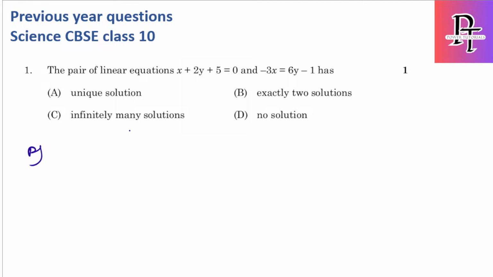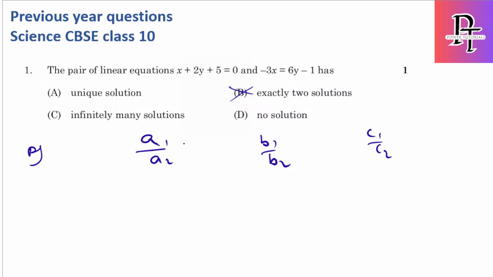The next one: the pair of linear equations has how many solutions? Unique, exactly 2, infinitely many solutions, no solutions. Exactly 2, there is no such option. No solution can be an option, unique can be an option, infinitely many can be an option. So let's try that. First find A1 by A2, B1 by B2 and C1 by C2, and then compare the ratios.